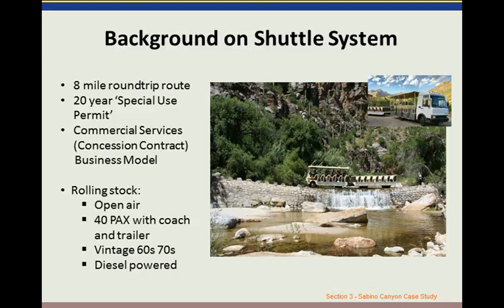So a little bit of background on the shuttle system. When the road was closed, the Forest Service decided to issue what's called a special use permit, which we've talked about a little bit today, to provide the transportation services. And in the context of this presentation, this system would fall under a commercial services concession business model, where a private party concessionaire provides a service to the land agency in exchange for being able to charge compensation from the public. The Forest Service just calls this fee for service.